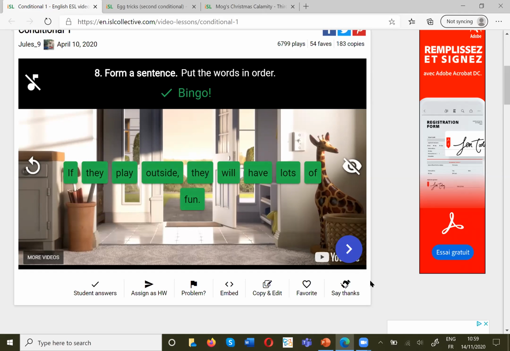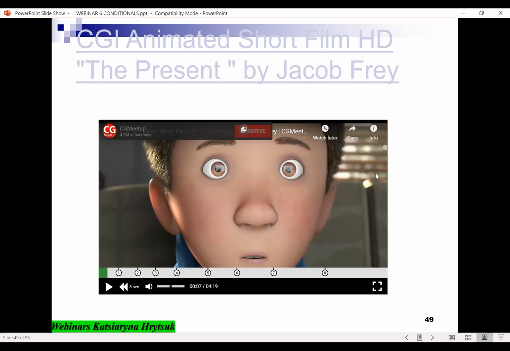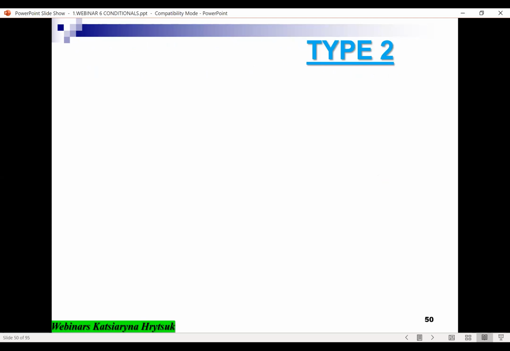quite interesting one, especially for children. Nice to watch. So that was our conditional, that was our conditional one. Now, conditional two. One of my favorite conditionals to explain, and one of the most common conditionals in tests.